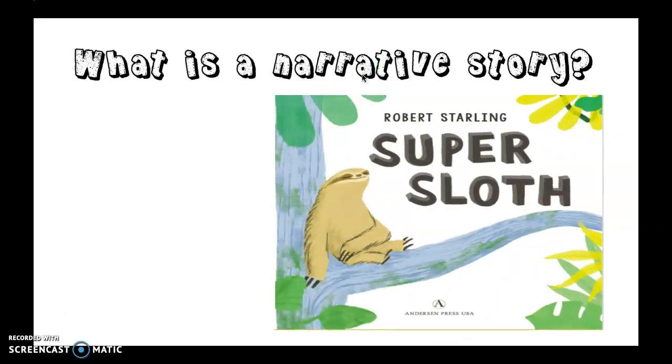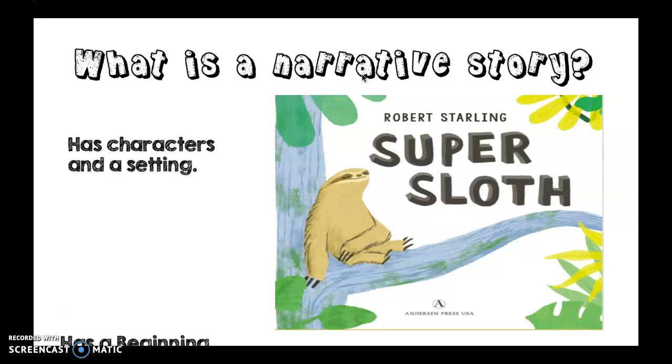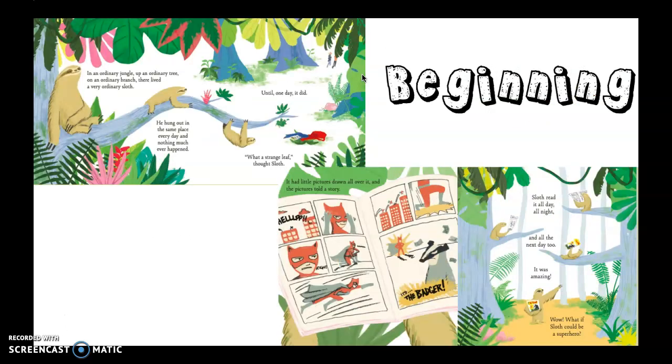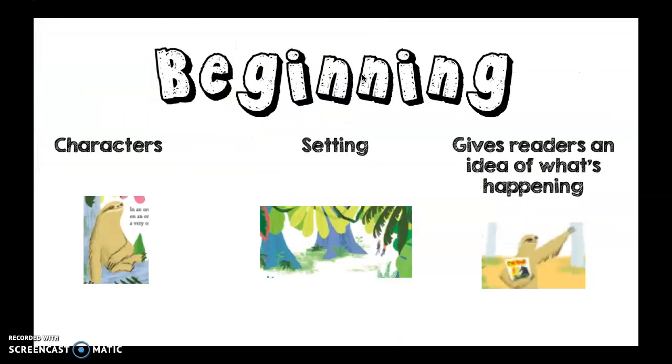And we're going to use Super Sloth because we already read it. So a narrative story has characters and a setting. It also has a beginning, a middle, and an end, just like in Super Sloth. So let's look. Super Sloth started with a story in the beginning. Some things happened, right? We met some people. So in the beginning, we got to meet Super Sloth. We got to see that the setting was in a forest or jungle.